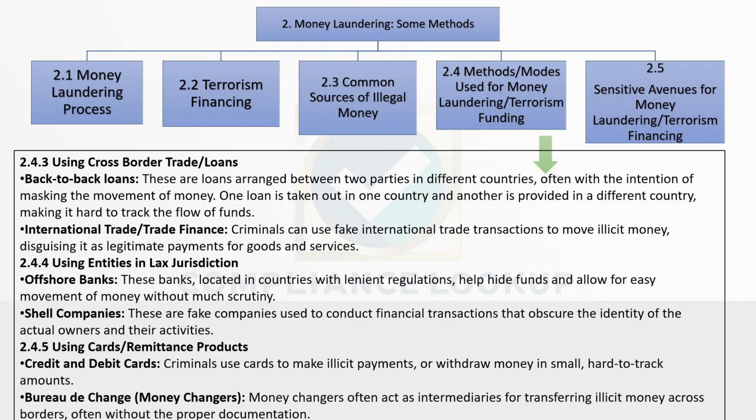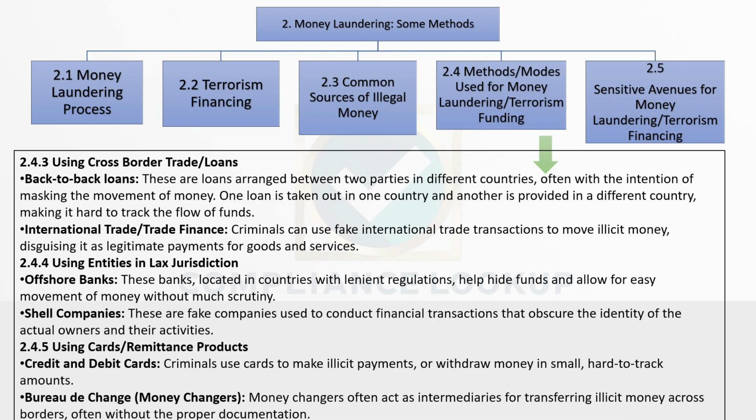Example: a company involved in drug trafficking exports goods to a foreign country but inflates the invoice by 50%. The buyer in the foreign country pays the inflated amount, which includes the illegal proceeds, making it appear as a legitimate transaction. This extra money is funneled back to the criminals, disguising the proceeds of their illicit activities as trade income.